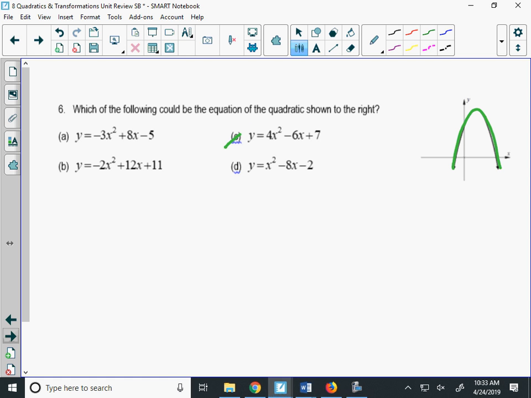I can eliminate C and D because these are both positive, which means their graphs are going to open up. I want a graph that's going to open down. So I'm eliminating down to A and B. Now the next thing I would do is notice where the y-intercept is. This y-intercept is a positive value. In standard form, the y-intercept is the constant on the end of the equation, and the only one that matches would be B.